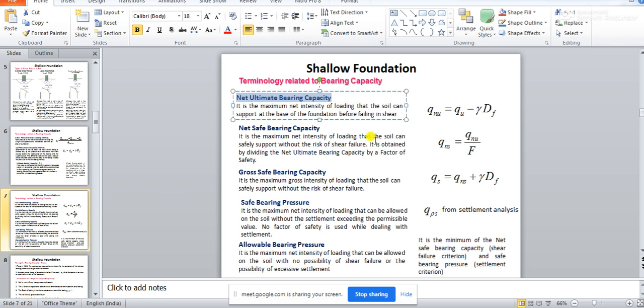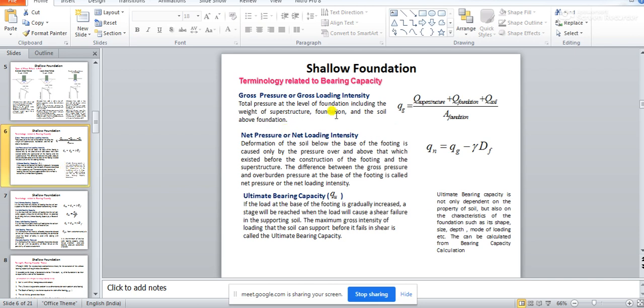So we subtract the overburden pressure from the ultimate bearing capacity, because if you go back to the ultimate bearing capacity equation, ultimate bearing capacity is saying gross intensity of loading. And what is gross intensity of loading? Gross intensity of loading is nothing but your Q superstructure plus Q foundation plus Q soil. So Q soil is included in it. From the gross loading intensity you get the net loading intensity by subtracting the soil overburden pressure.